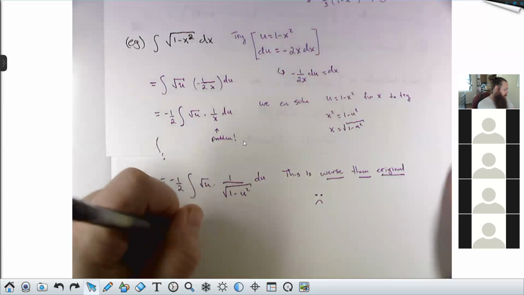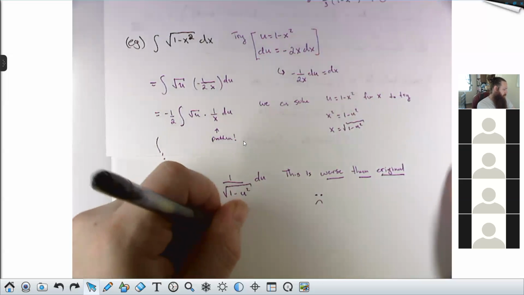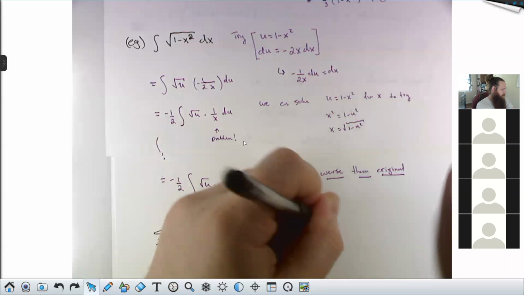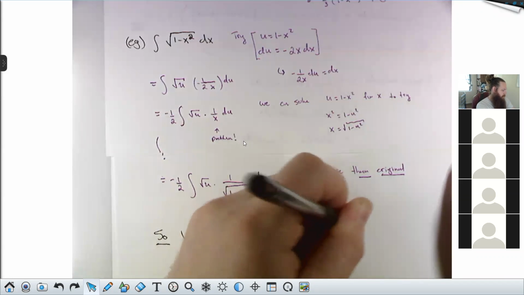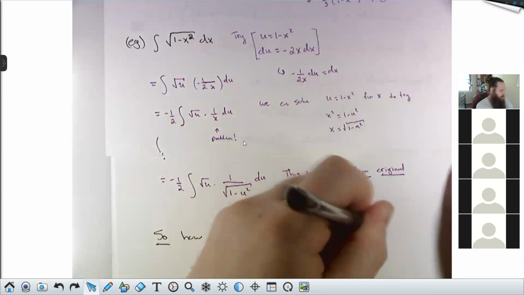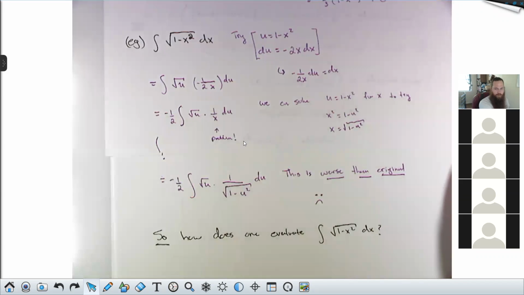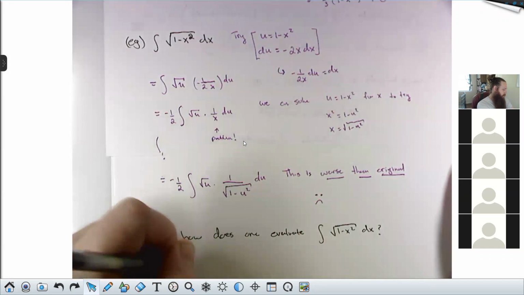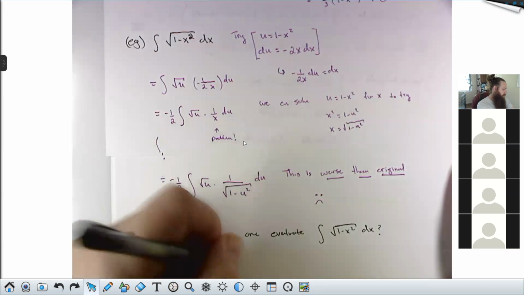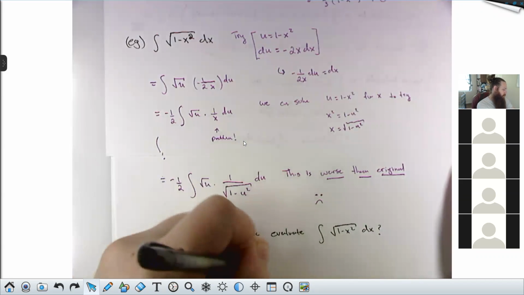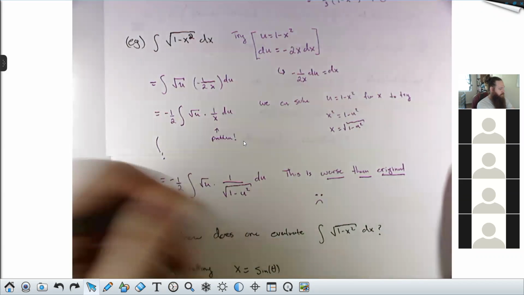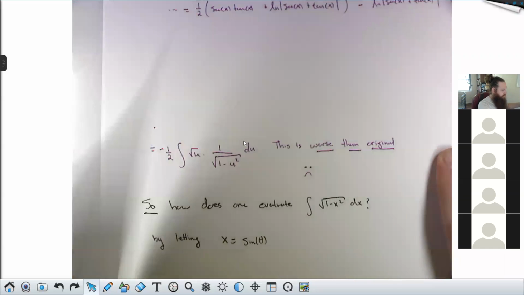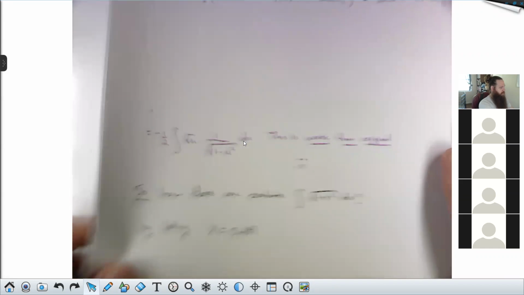So how does one solve? How does one do this? We're going to let x be sine theta. So it's still a change of variables. It's still a substitution.